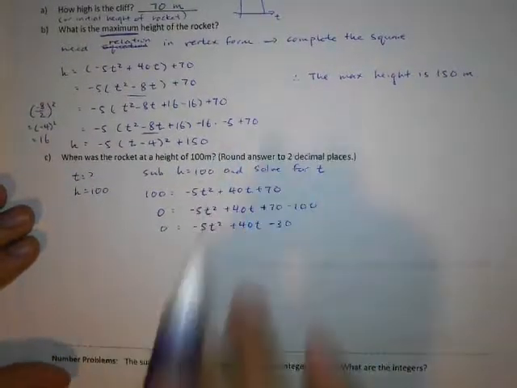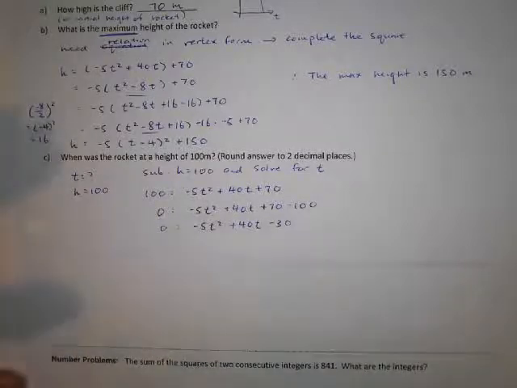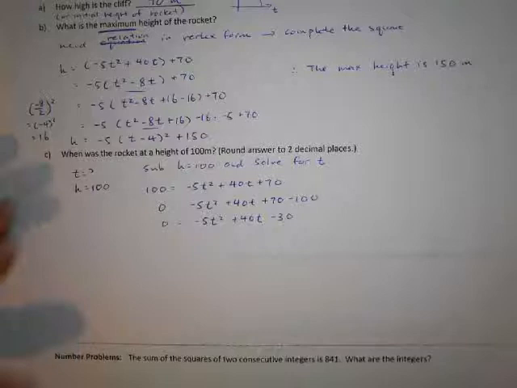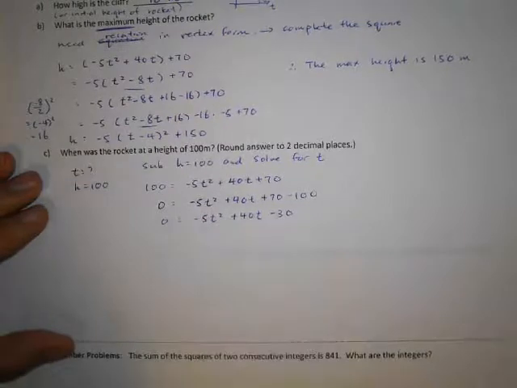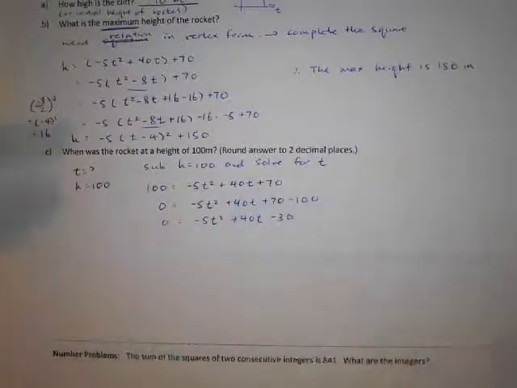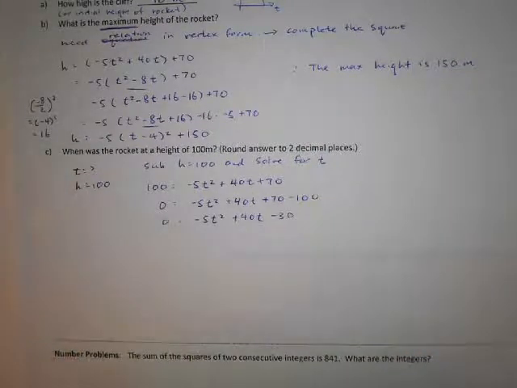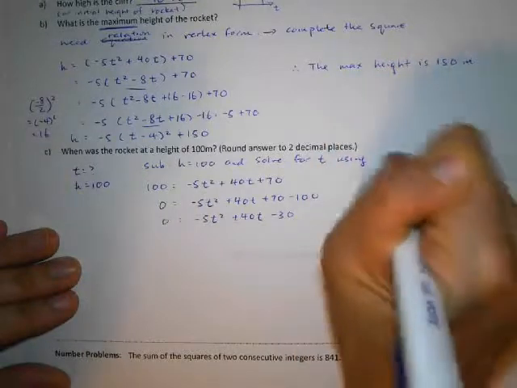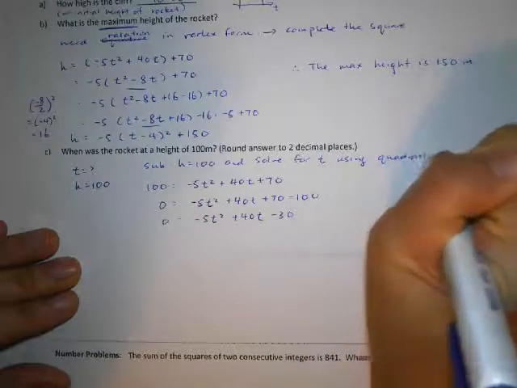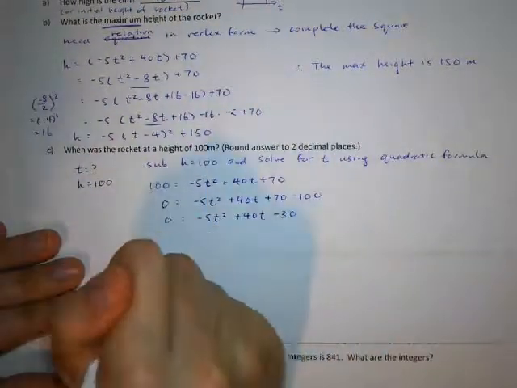Now, since it tells us we have to round our answer to 2 decimal places, what I would assume is that it's not factorable, so we'll use the quadratic formula. Since it's in standard form, we can either use factoring or the quadratic formula. Since it says round the answer to decimal places, I'm assuming that it cannot be factored, so now I'm just going to use the quadratic formula to solve. In this case, we're solving for t.